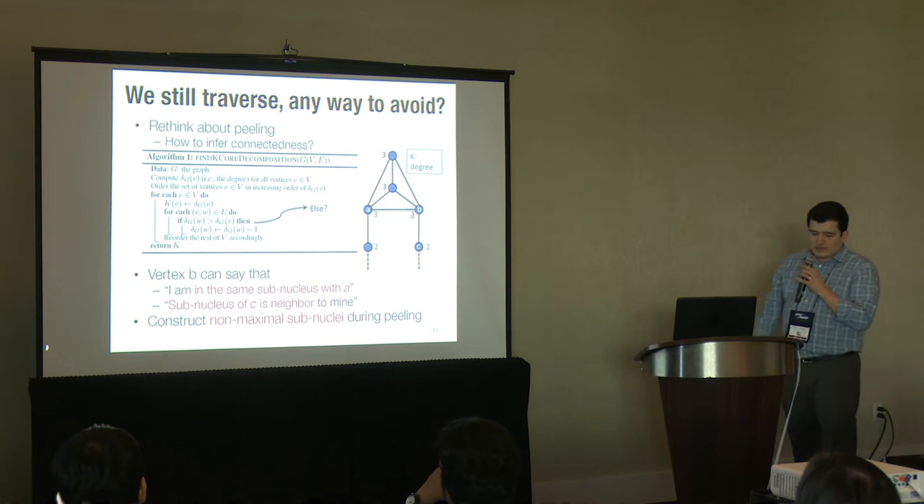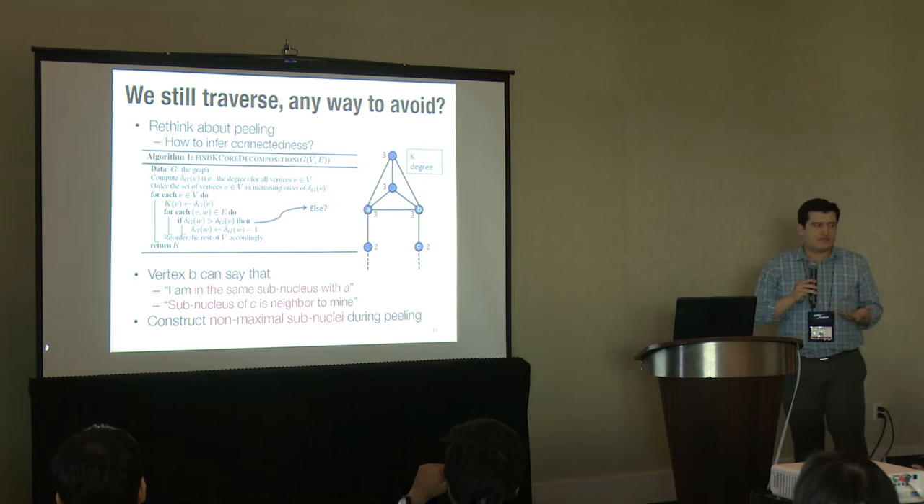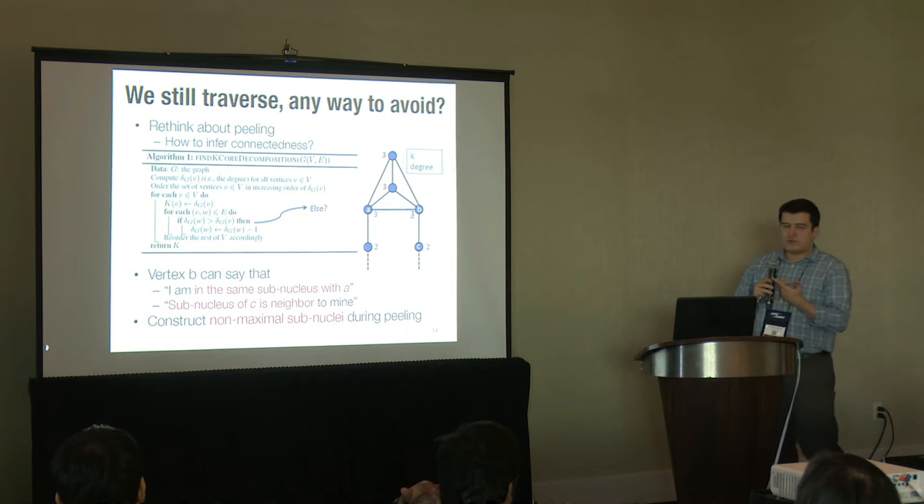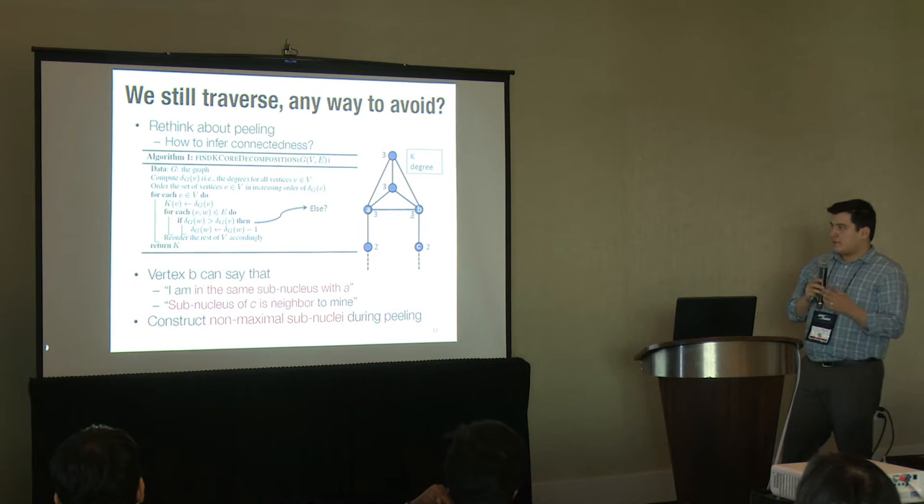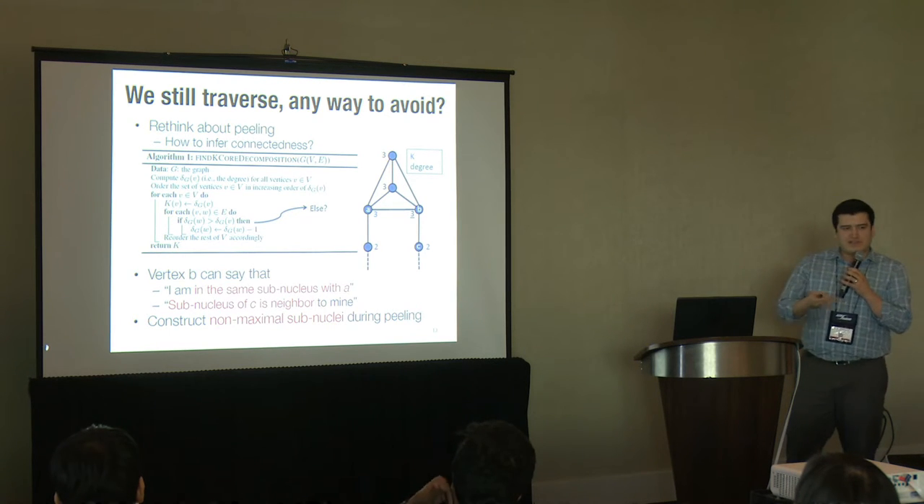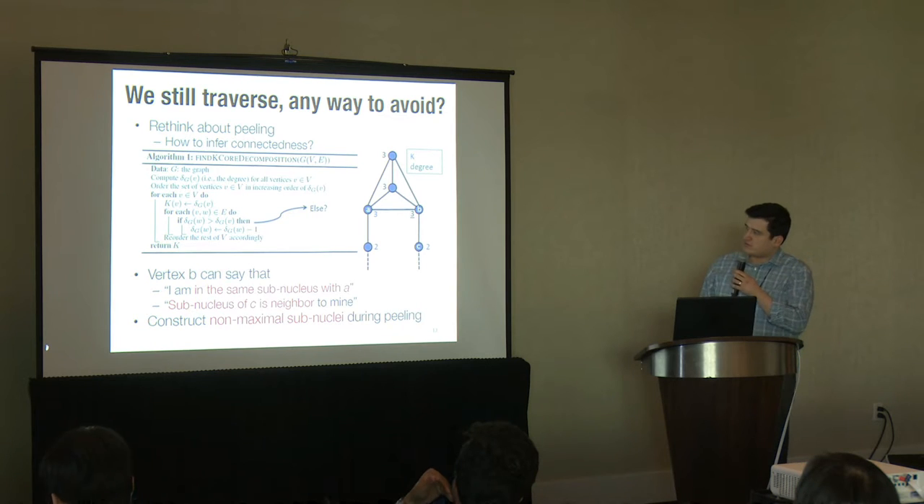So one other thing that we asked is, we still do traversal. Even if it is only one traversal, it is a costly operation and unaffordable for higher orders. Can we do that without traversal? Thinking about that peeling algorithm again, here is the pseudocode for that.